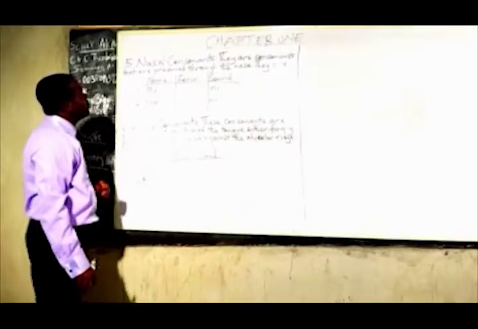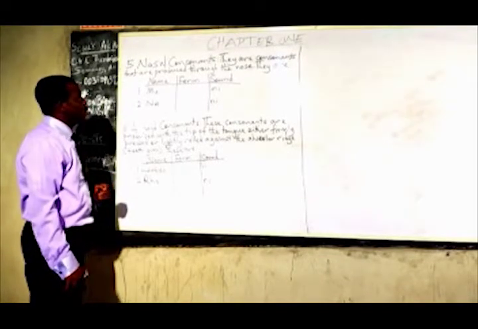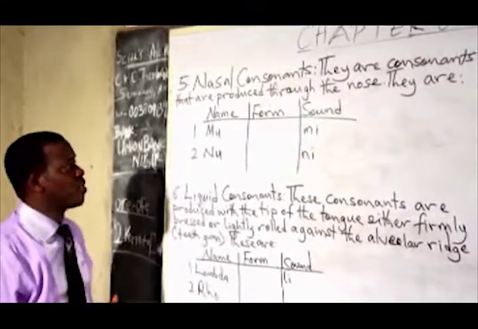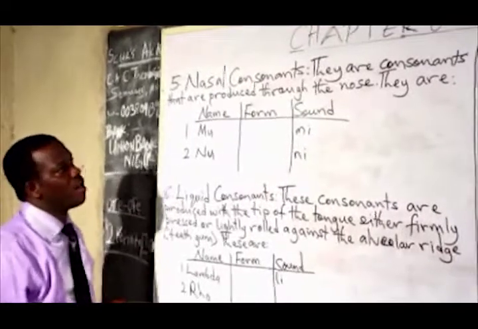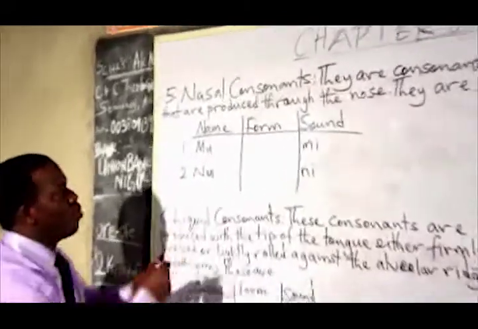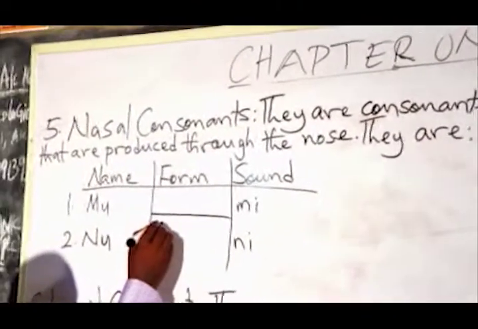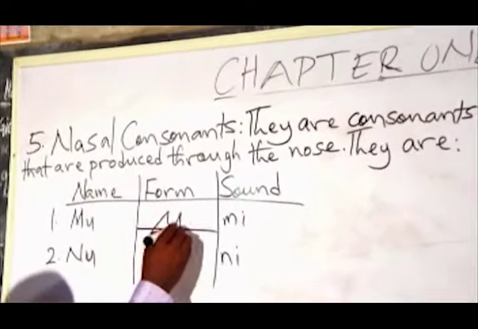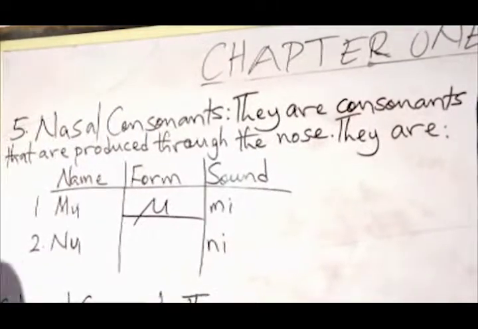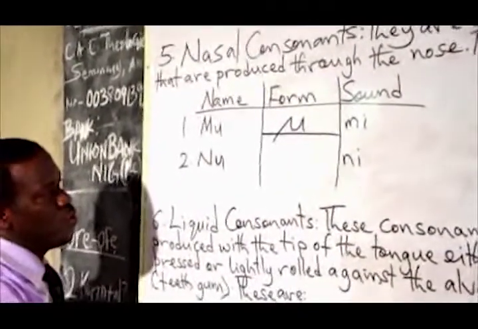The next group of consonants is nasal consonants. They are consonants that are produced through the nose. There are two. The first one is mu. The line again, the writing of mu starts below the line, and the second leg will be above the line, will not come below the line. This is exactly how to write mu. And mu sounds as M. The second one is nu.